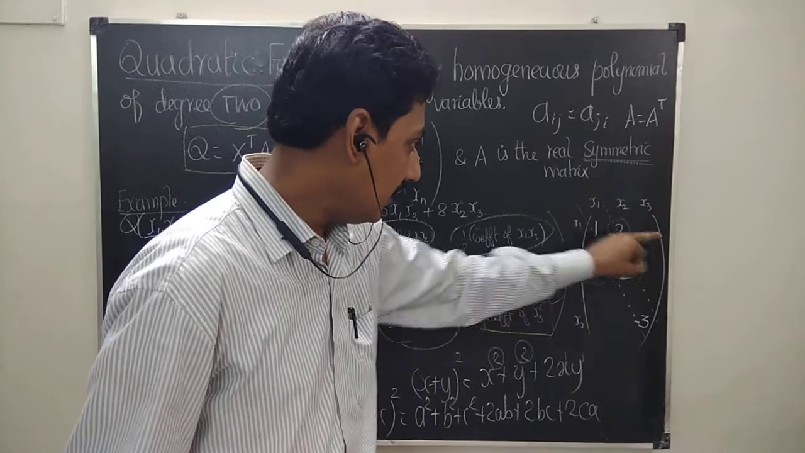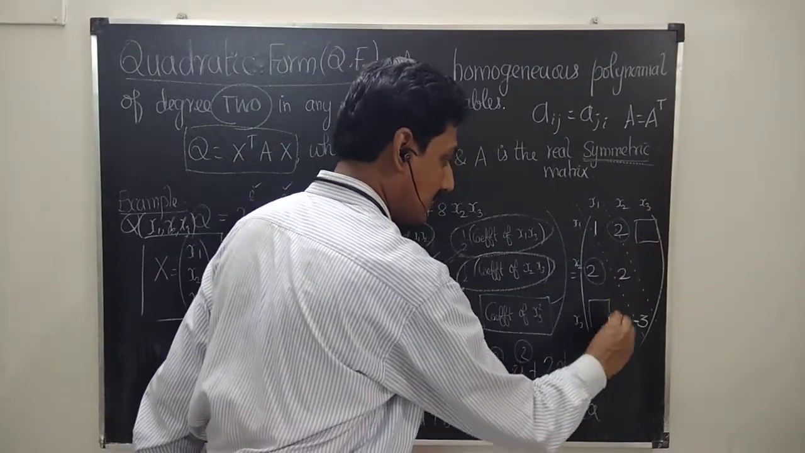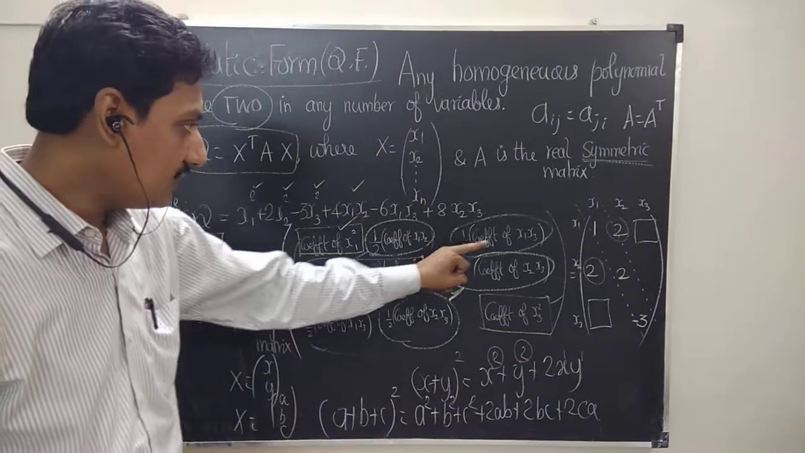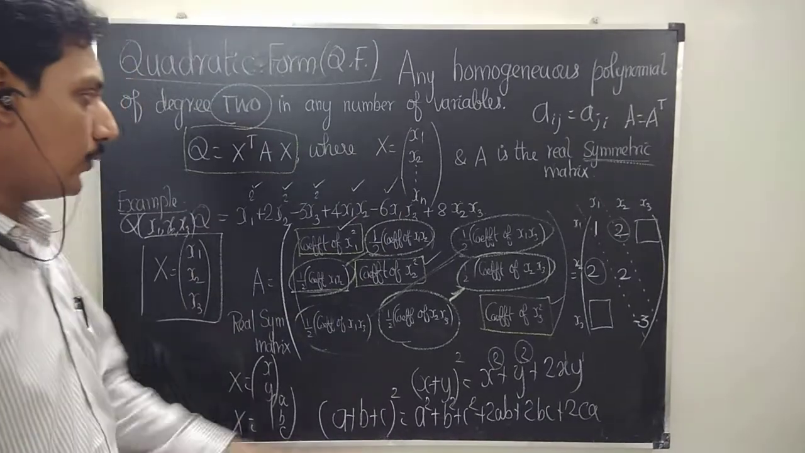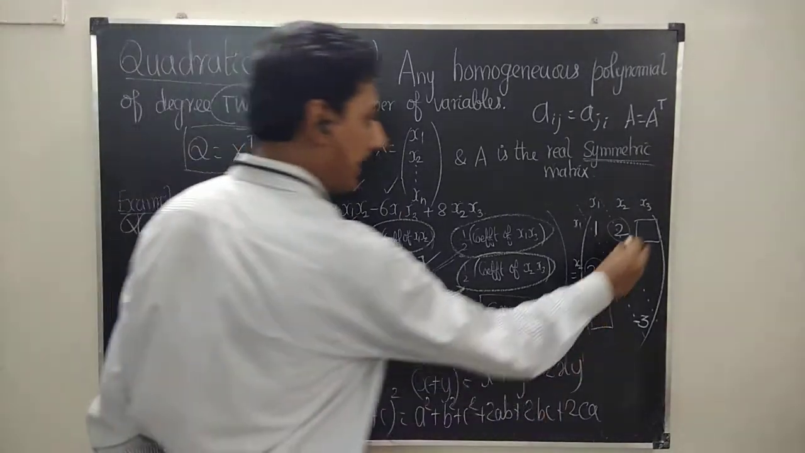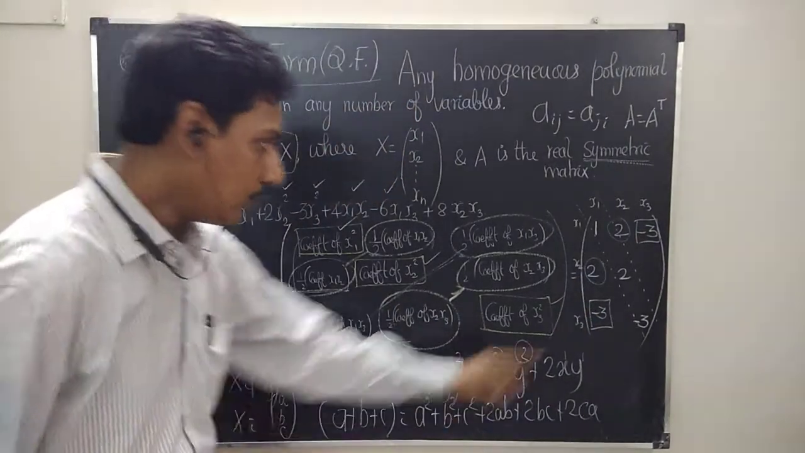And what about this one? x1, x3. Here also we get x1, x3. These two terms are equal because of symmetricity. So what's the coefficient of x1, x3? It is minus 6. So what's the half of minus 6? Minus 3. So minus 3, minus 3. Right?